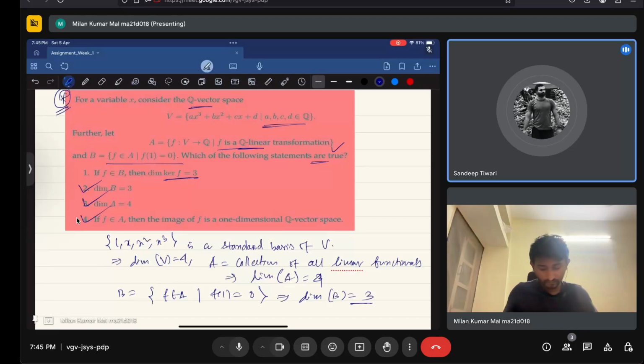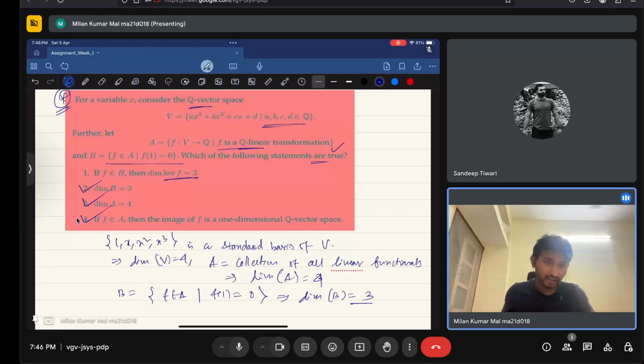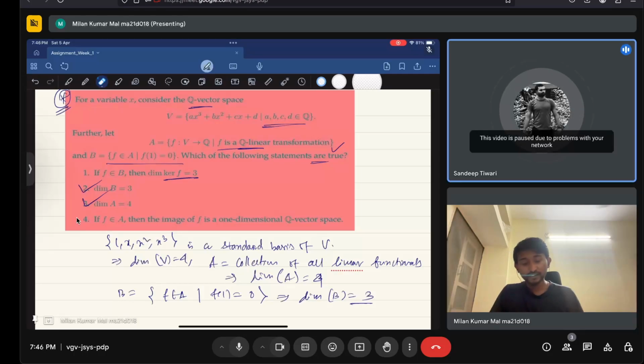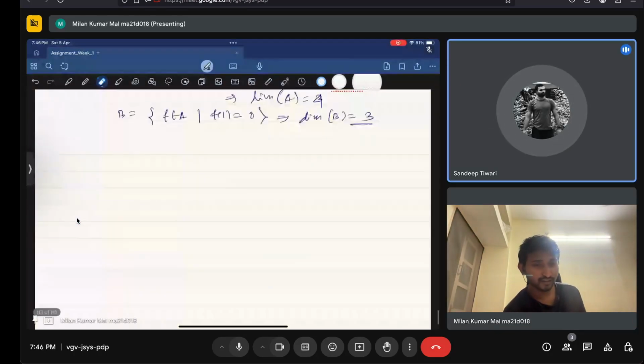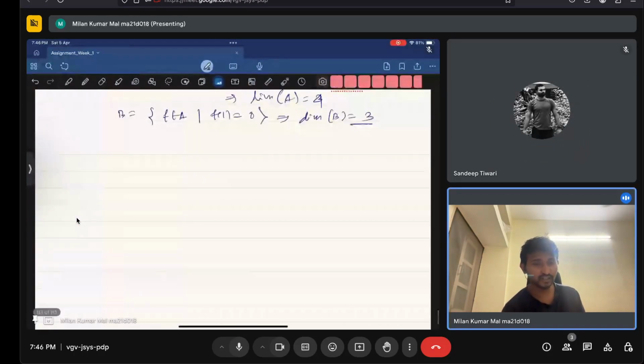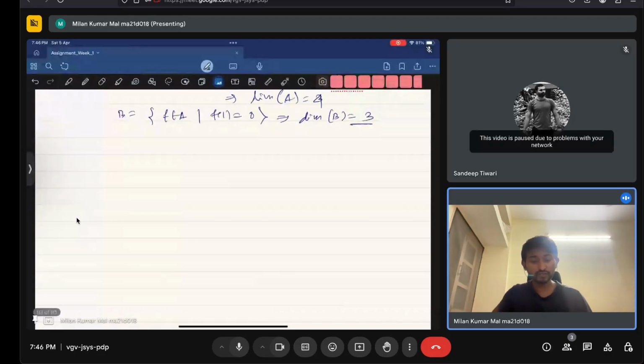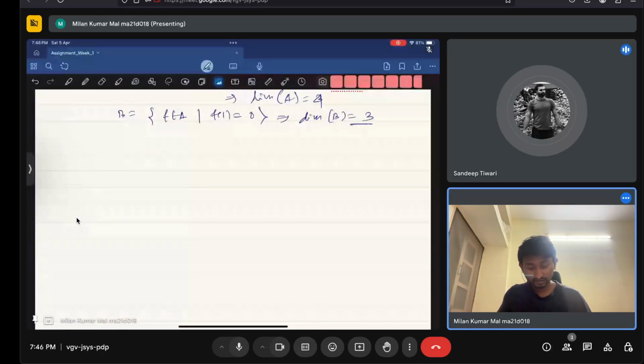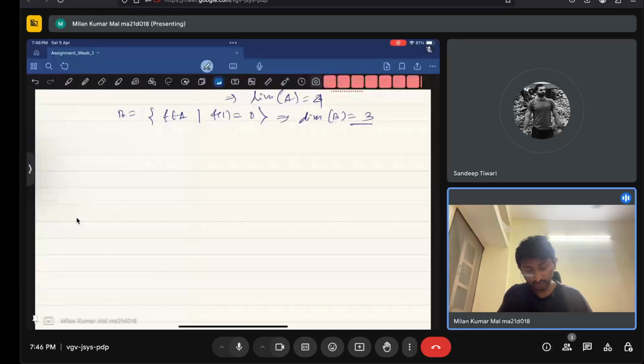If F is non-zero. Again, F is non-zero. So this depends on whether 1, 2, 3 is the correct option, or 1, 2, 3, 4 is the correct option. Maybe there is some mistake. I can understand if this were a sample question, but this is a NET question, sir. All are NET questions.